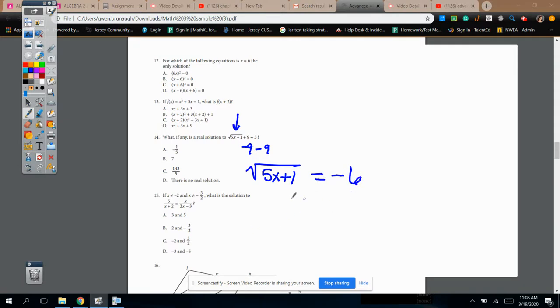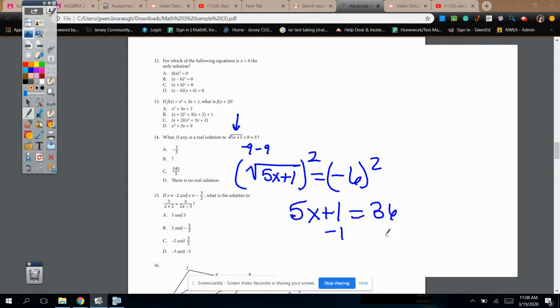Okay, right away, I'm thinking there's no solution, but I have a lot more number sense than a lot of you guys because I have a lot more experience. The square root of no number equals negative 6, okay? So let's pretend, though, that we didn't catch that because I don't believe you did. I think you would have squared both sides, which would be a good thing to do, and you would get 5x plus 1 equals 36. Subtract 1. 5x equals 35, and I think you're going to think that x equals 7.